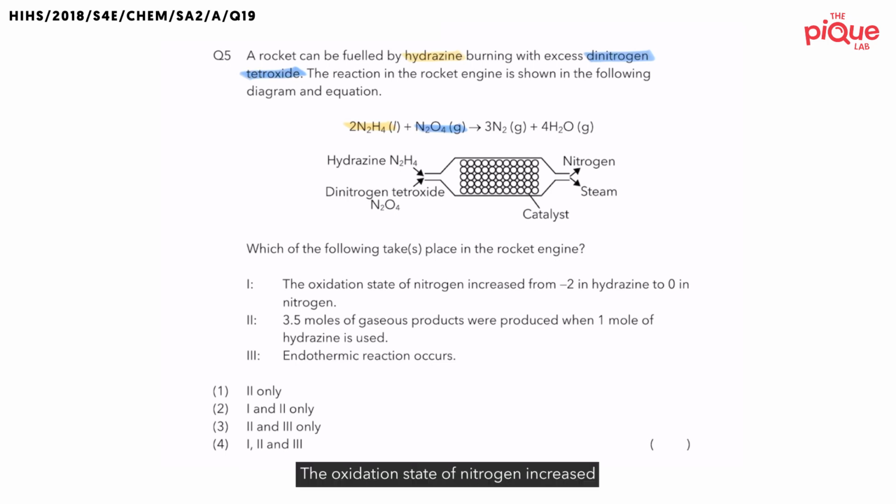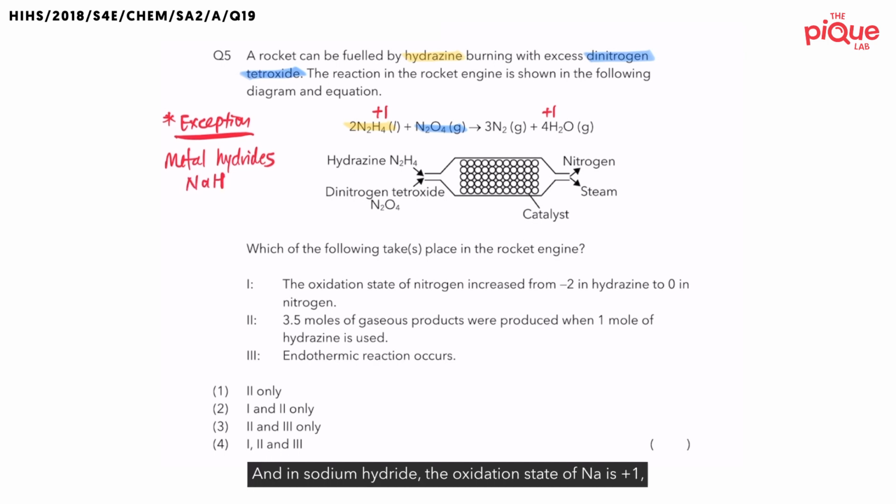Statement 1. The oxidation state of nitrogen increased from -2 in hydrazine to 0 in nitrogen. Let us examine the oxidation state of the elements in the reactants as well as the products. So first, for hydrazine, it contains nitrogen and hydrogen. And if you can recall, the oxidation state of hydrogen in most compounds is +1. So it is +1 here and here, with the exception of metal hydrides. One example of metal hydride is sodium hydride. And in sodium hydride, the oxidation state of Na is +1, whereas the oxidation state of hydrogen is -1.